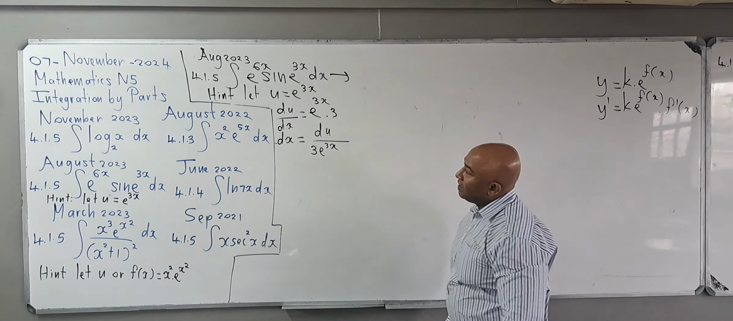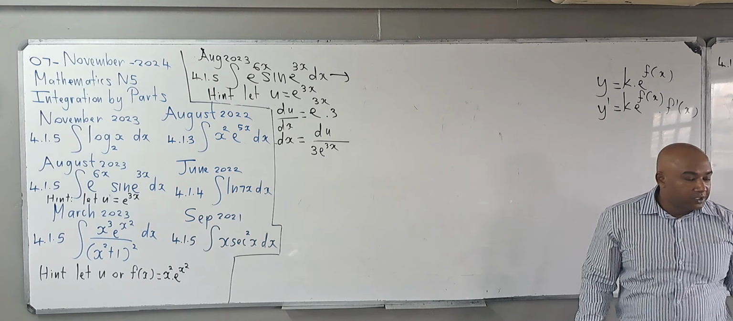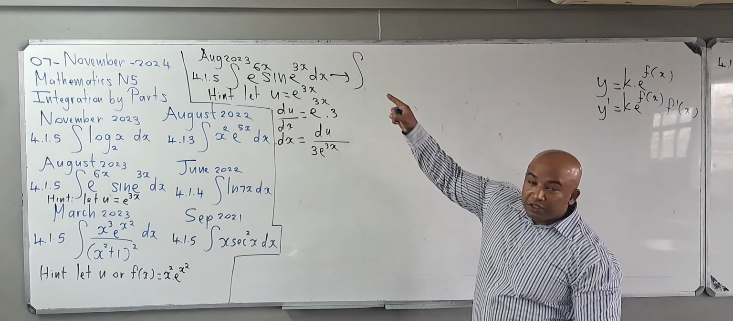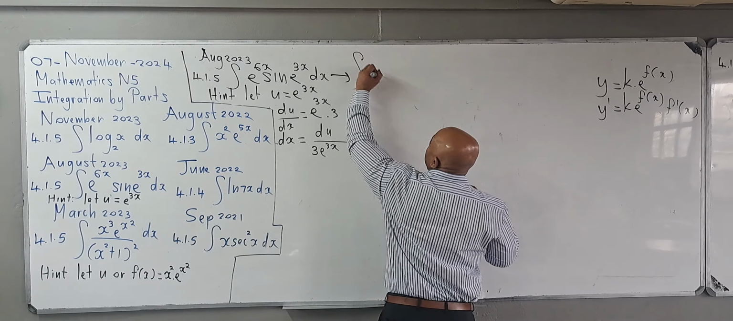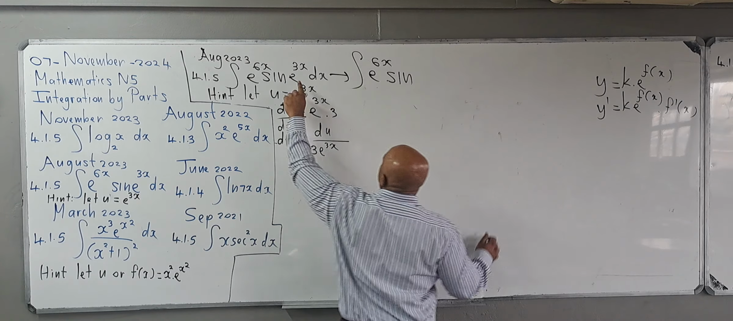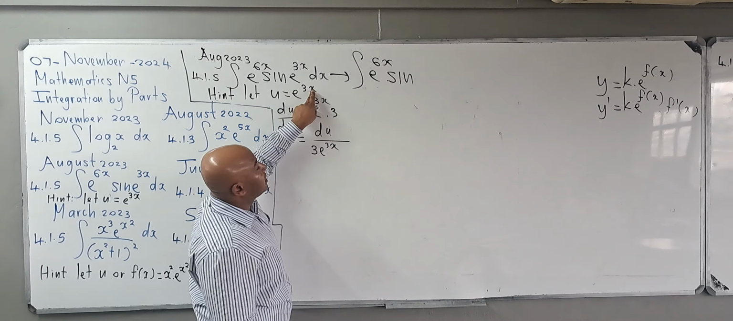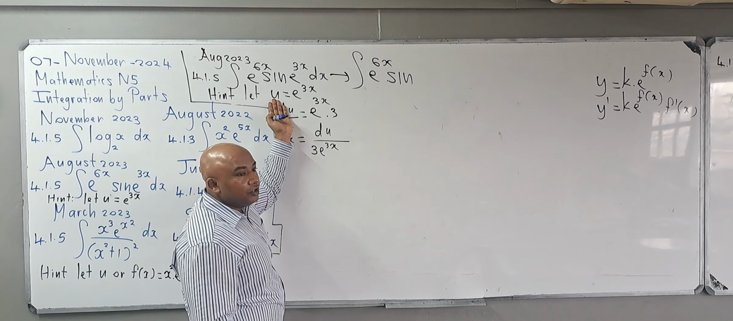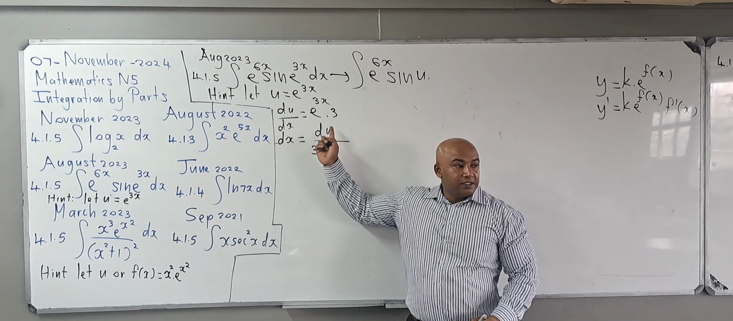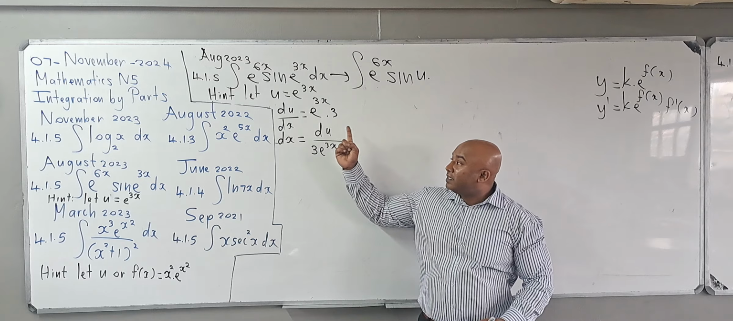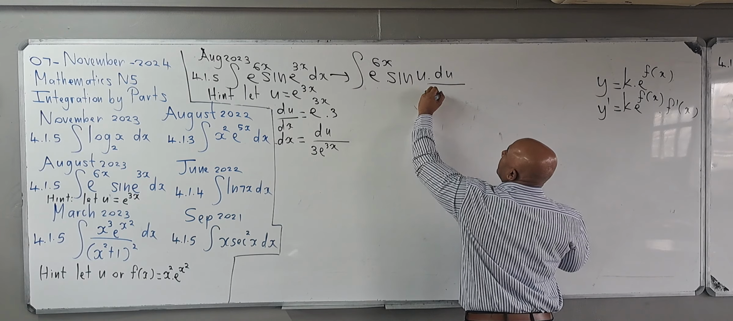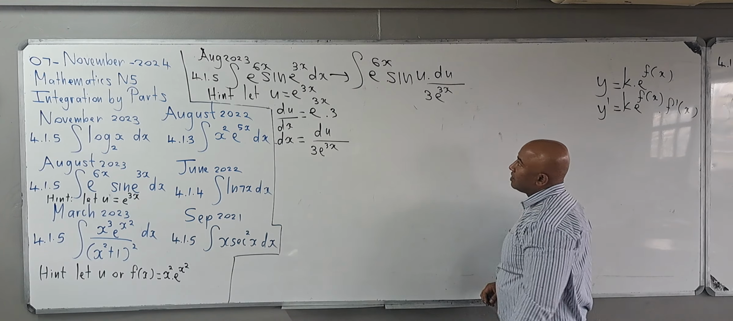Alright, so let's substitute. Let's see what happens when we substitute. So now I've got the integral there. I've got e to the power 6x, so this is e to the power 6x times sine of e to the power 3x. But e to the power 3x has been replaced with the letter u. So there's your u here. And then dx is being replaced with du over 3 e to the power 3x. So that's going to be du divided by 3 e to the power 3x.